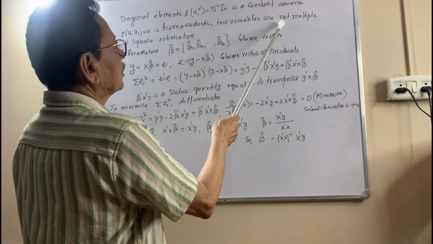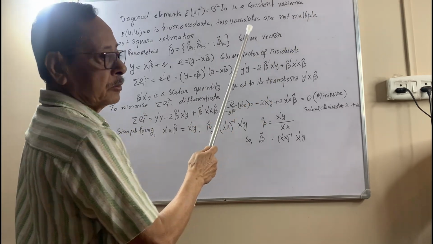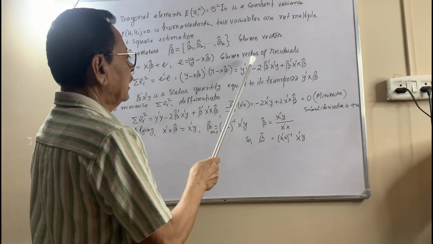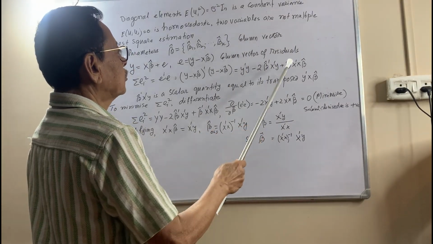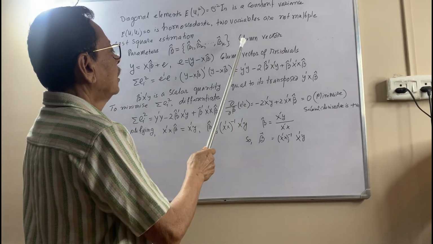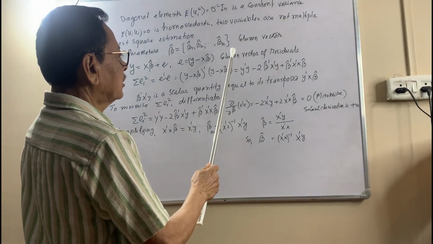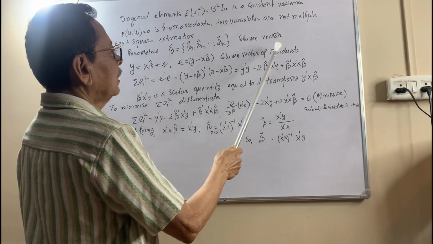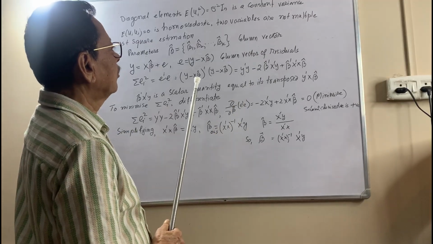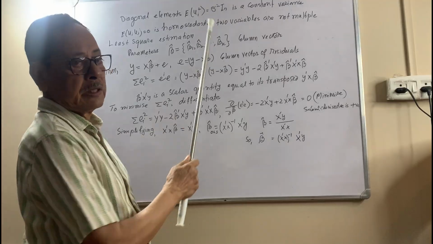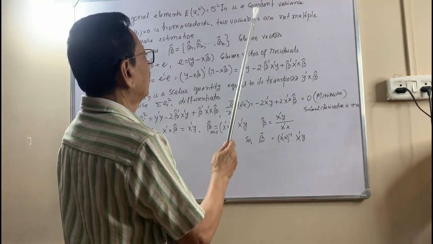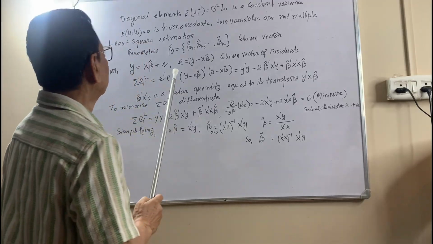And two variables are not multiples of each other. That means suppose the values of x1 and the values of x2. Now if x2 values are, say, a multiple of this, each value is a multiple of this, then it will not work because the determinant will be 0 and inversion will not be possible.